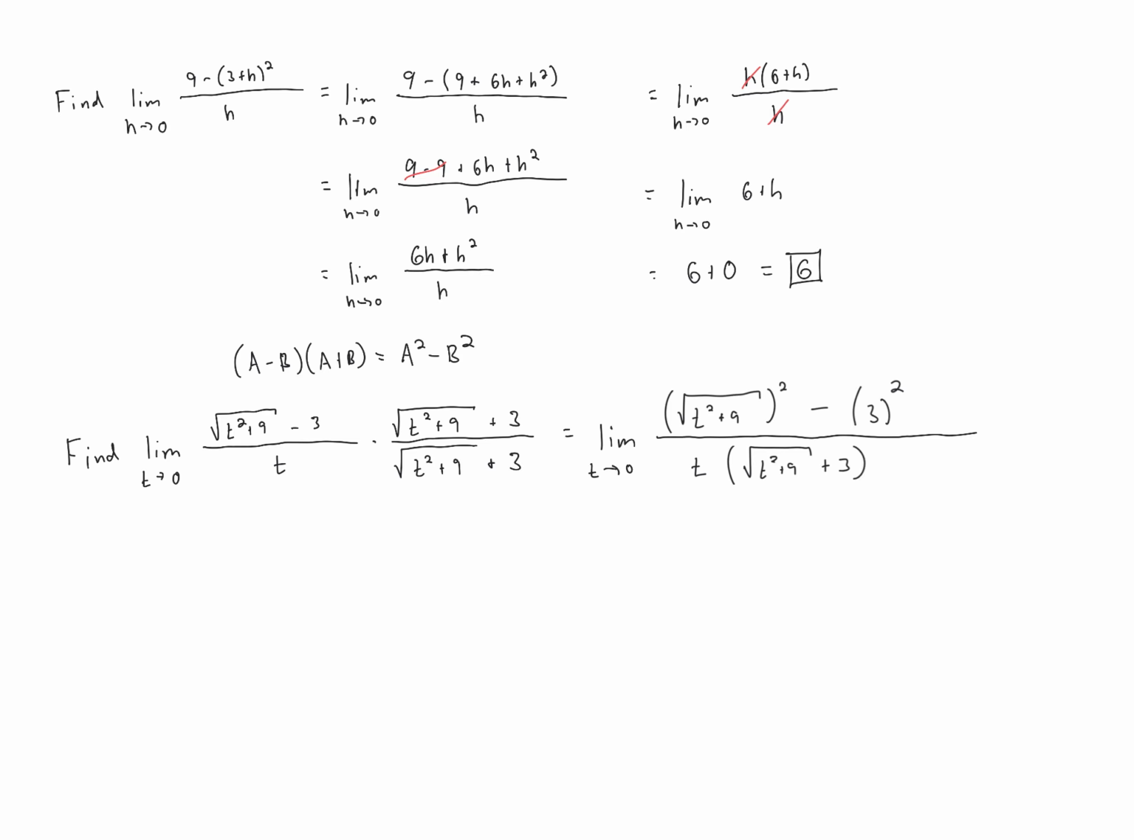We're not going to distribute that t in because we're going to have some nice cancellations in a little bit, I believe. So let's see what's going on in the numerator. If we look at that numerator, the first part, when you take the square root of something and then square it, you just end up with the original value. So that's just going to be t squared plus 9. And then minus 3 squared is the same thing as minus 9, all over that same denominator that I'm just going to rewrite here.